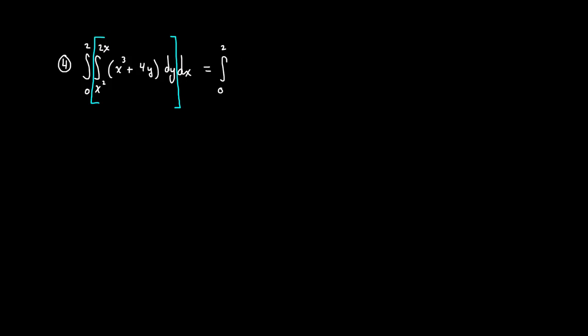So let's integrate inside this. We need to integrate this expression with respect to y. So now the integral of x cubed with respect to y, we treat x cubed like it's a constant, and so then it's just going to be x cubed y plus, now the integral of 4y with respect to y is going to be 4y squared over 2, and that reduces to 2y squared. And that, of course, is going to go from x squared to 2x, and then this dx is going along for the ride.